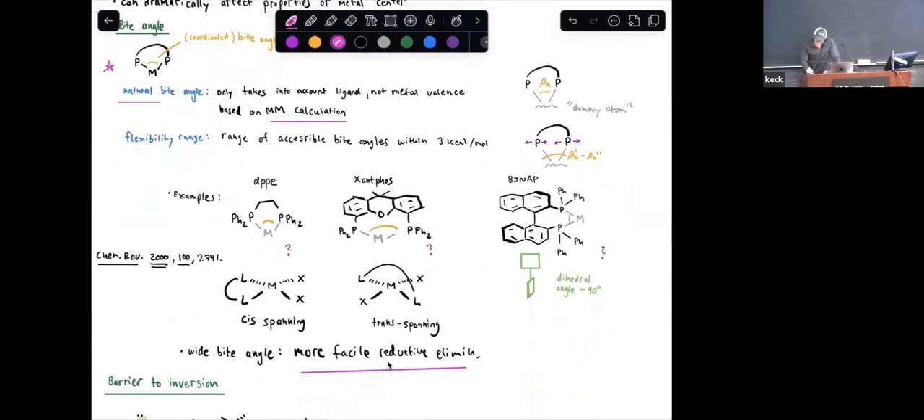So let's just consider a couple, just to keep our brain going. We've got a series here: DPPE, Xantphos, BINAP. First, qualitatively, which do we think will have the widest bite angle? Which one do we think will have the narrowest bite angle? Soichiro, we haven't heard from you in a while. What do you think?